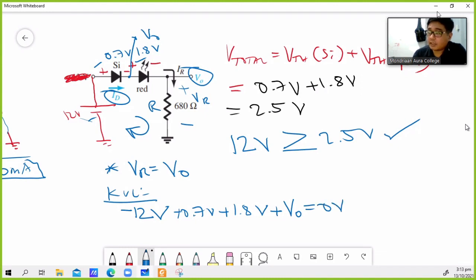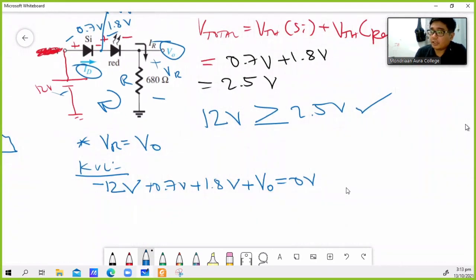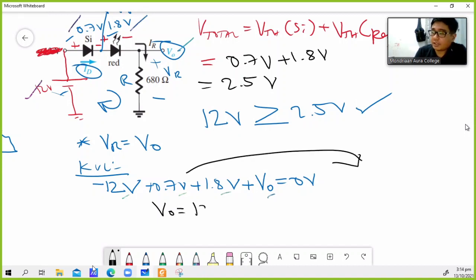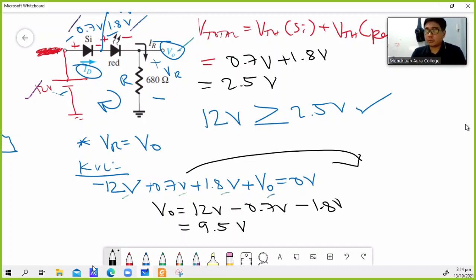Kasi apat lang naman yung voltahe na present sa ating loop. So, we have 1, 2, 3, and 4. So we have 4 voltages. So we can rearrange the equation in such a way na yung V sub O nasa kaliwa. Transpose natin lahat sa kanan ng constants. So we have 12 volts minus 0.7 volts minus 1.8 volts. So this is equal to 9.5 volts. So the output voltage is equal to 9.5 volts.